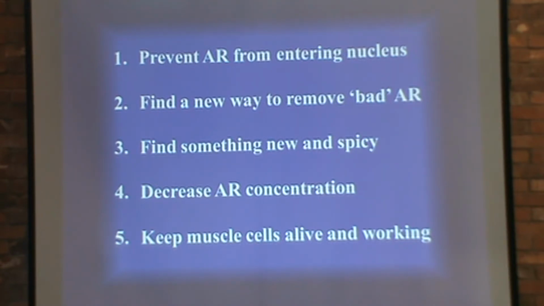Find a new way to remove the bad AR. And that's what a lot of the drugs are trying to stimulate. Is there a way we can get an alternate pathway? Find something new and spicy. This has to do with ASCJ9, because it came from whatever cumin or whatever that is that it comes from. But essentially what that does, if I understand it correctly, is it interferes with the androgen receptor's ability to interact with some of those co-factors, those co-activators.